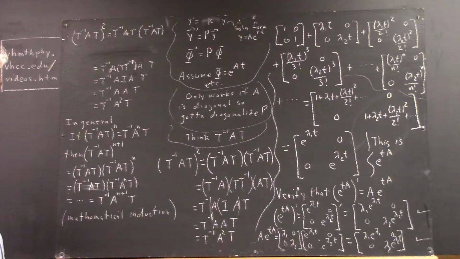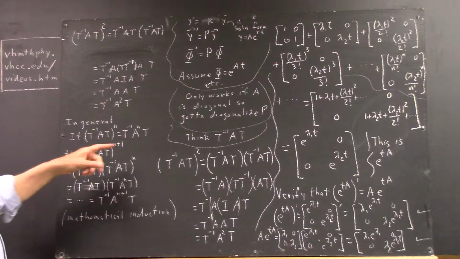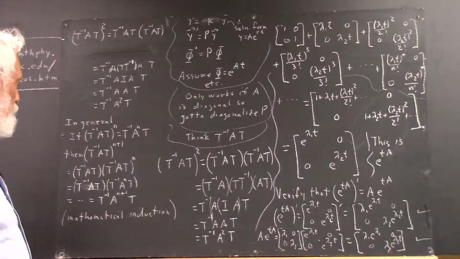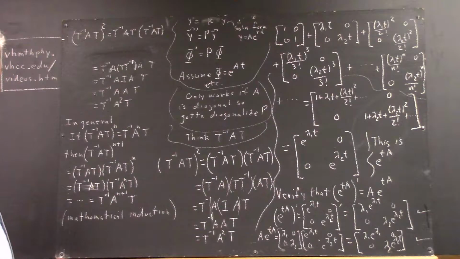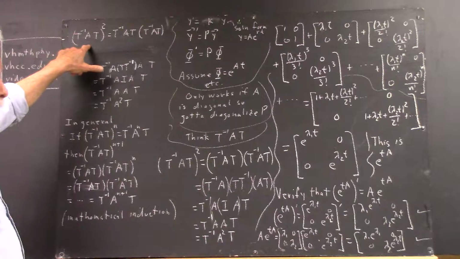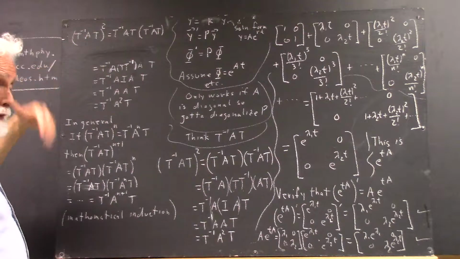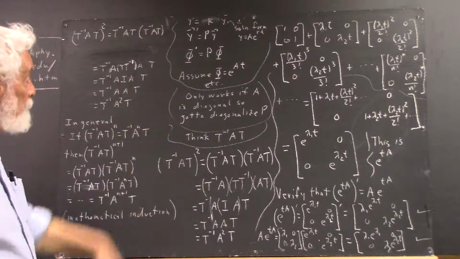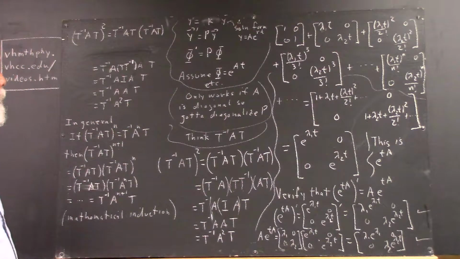Okay? Then, yeah, well, that's it. This is a proof by mathematical induction. So, we can take any power now of T inverse AT, and it's just T inverse times the nth power, whatever the power is, times T.